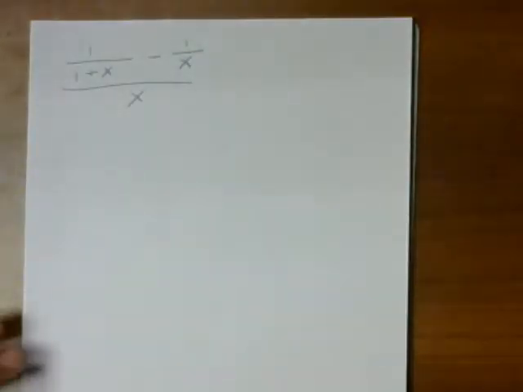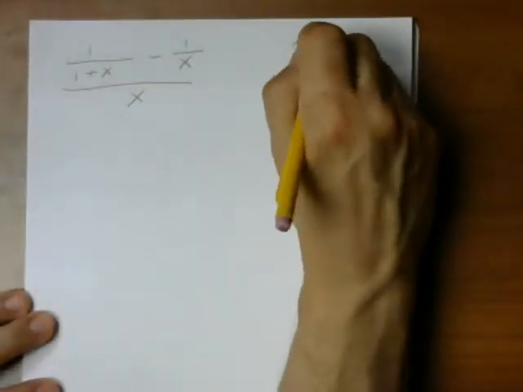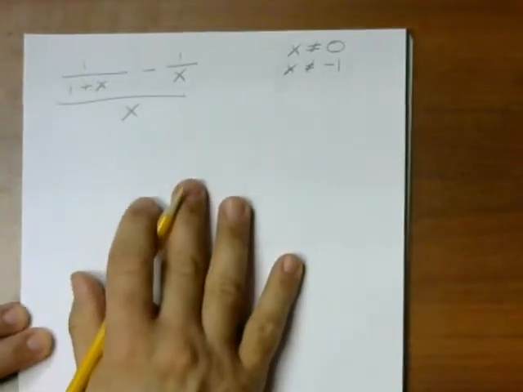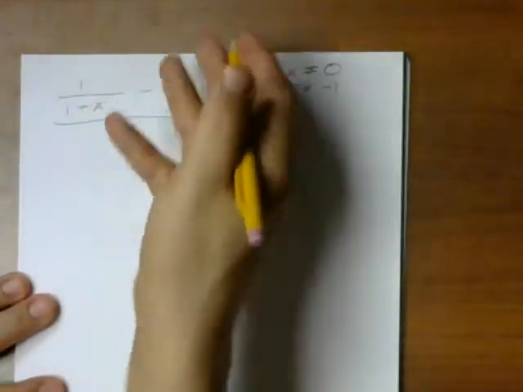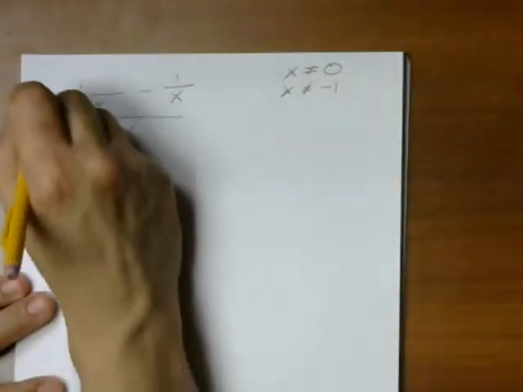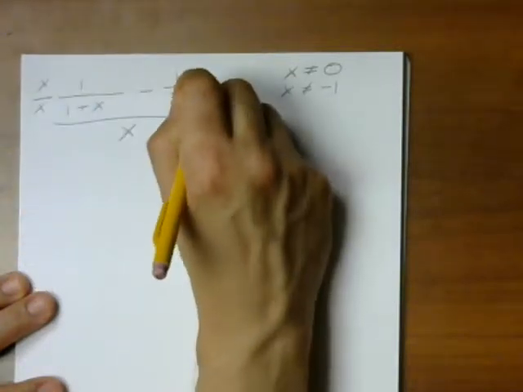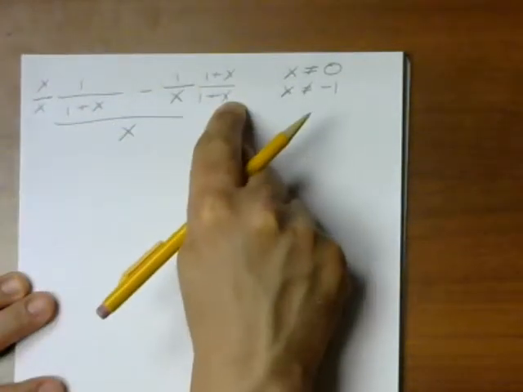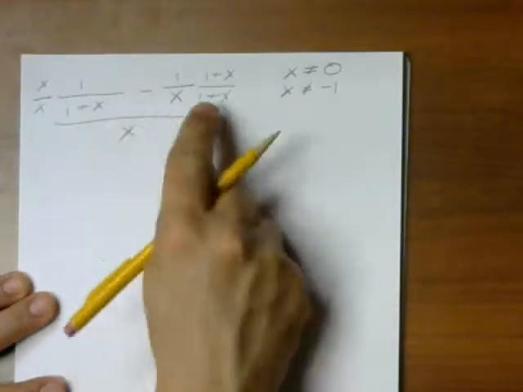Same problem with those restrictions. What I could have done is I could have just left it. I could have just said, hey, I want to find a common denominator. I'm going to multiply this by 1. I'm going to multiply this by 1. What do I get?